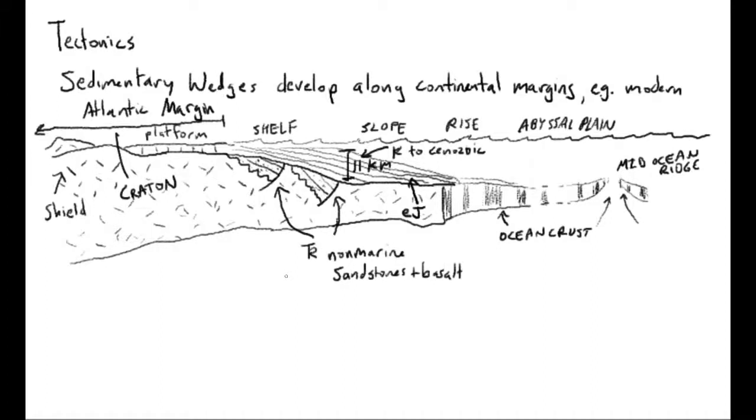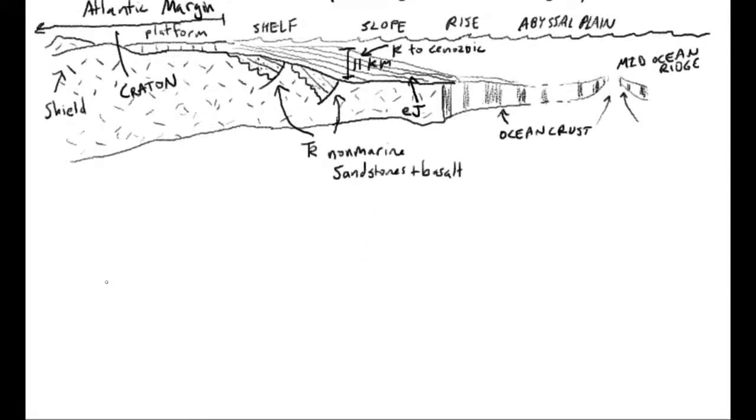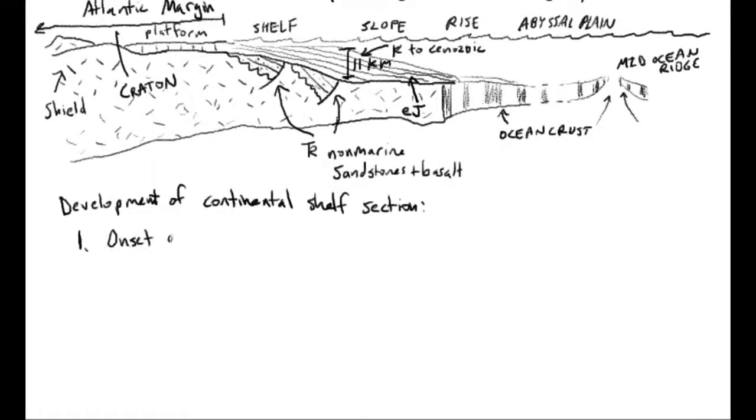Okay, so how does this develop? We'll just leave that there for now. Development. Continental shelf section. Okay, so the first step is the onset of rifting.